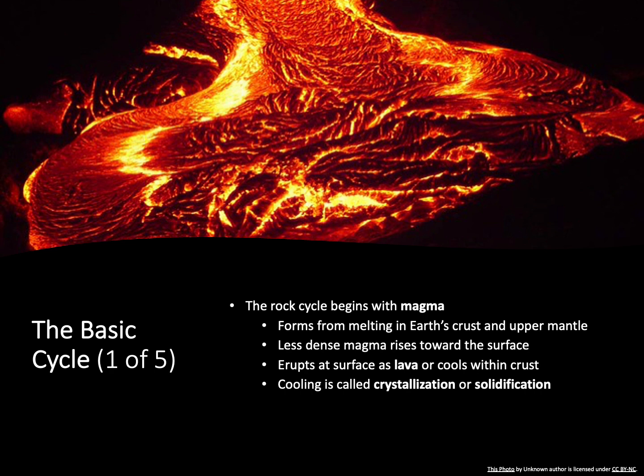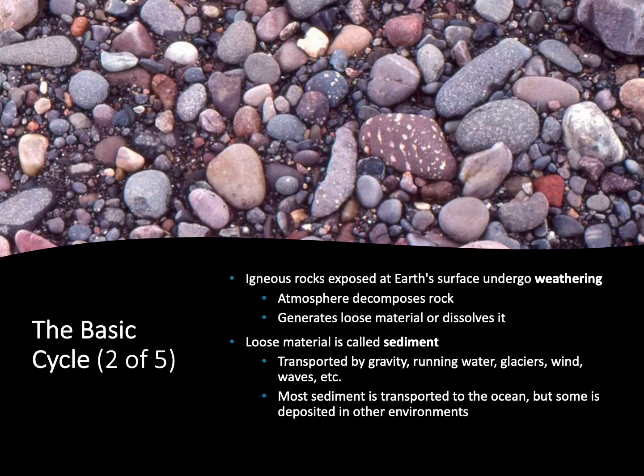But as that liquid lava is cooling down and turning into a solid, we have crystallization occurring. And this is where individual crystals of minerals start to grow. And eventually this lava will be completely cooled into a solid, and at that point it will be called an igneous rock.